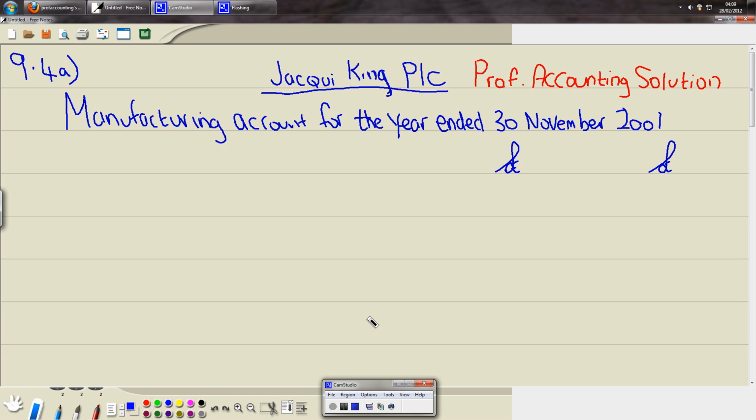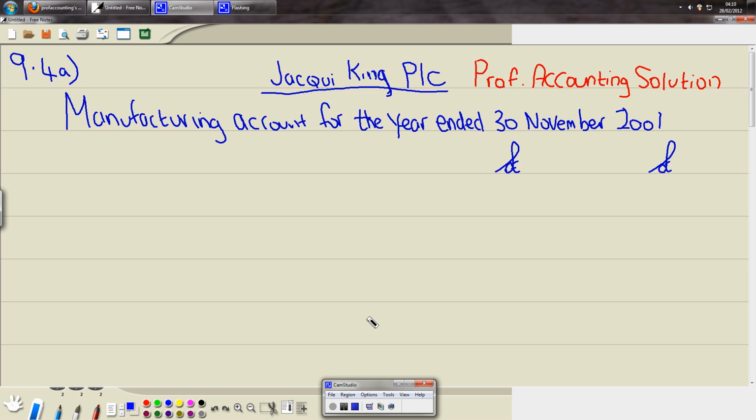This was a past paper actually. This was AQA 2002. It says, prepare the manufacturing account for the year end 30 November 2001 for Jacqui King PLC, selecting from the information. So the test here is to make sure you're using the correct information that belongs where it should go. They want you to show the totals for the raw materials consumed, prime costs, and the total production costs. That's all for part A. Part B is explain the term royalties, which obviously is a clue that's going to be in here as well, and it's obviously in the list of balances anyway.